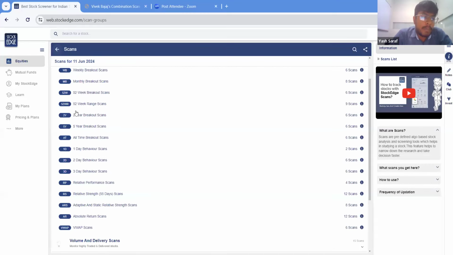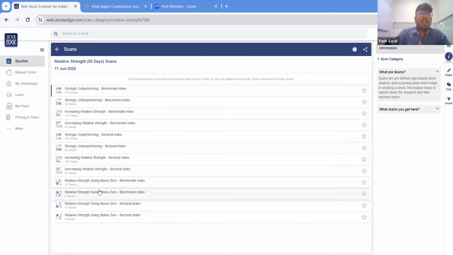Then let's see, here there are many more scans. 2-year, 5-year breakout, 1-day, 2-day, 3-day behaviors, relative performance. Then we have relative strength 55-day scans. So let me tell you, this scan RS 55 days, this RS 55 indicator model is one of the favorite models of Vivek Bajaj sir. And if you must be following him, then this model and this indicator is created by him itself, and he's a strong believer of this model.